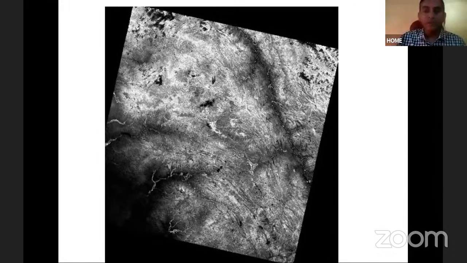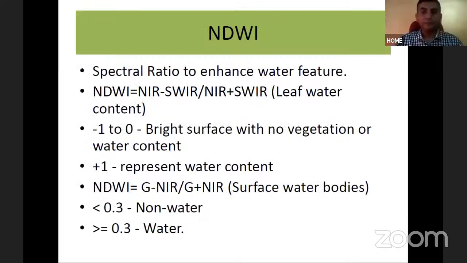Okay, so I go to the next point now. Over here, we are starting with NDWI. NDWI is the Normalized Difference Water Index. Same concept as the vegetation index, maximum by minimum. Now look, there is a formula for NDWI: NIR minus SWIR divided by NIR plus SWIR. This specific equation will give you the water content information of leaves.